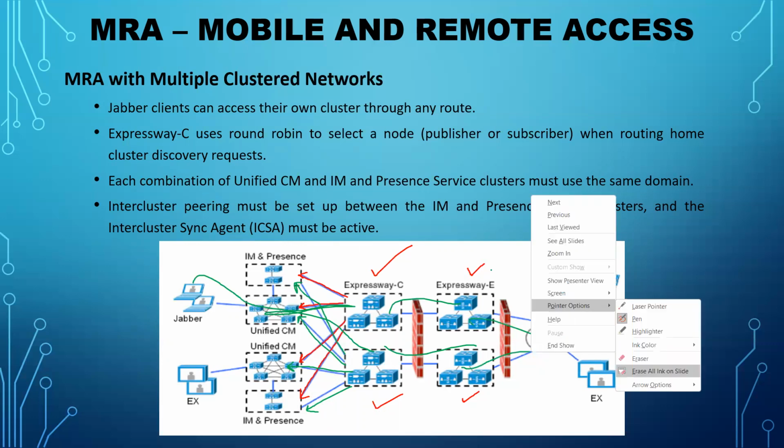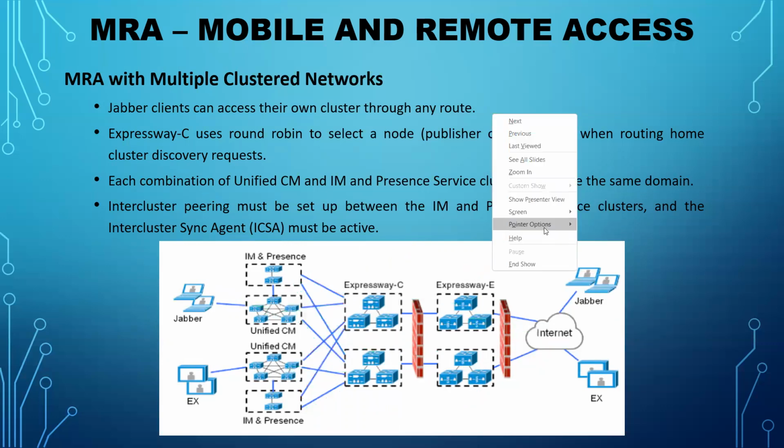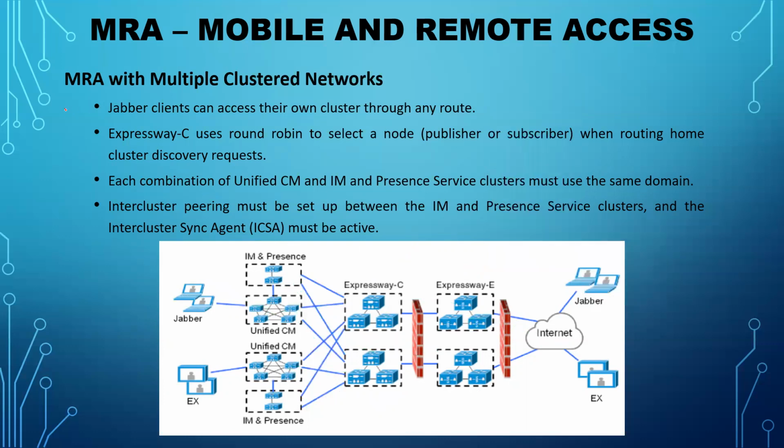Right? I hope this thing is clear to you. Okay, so let's just read it out. It says Jabber clients can access their own cluster through any route, and Expressway C uses round robin to select a node, either publisher or subscriber, when routing home cluster discovery requests.